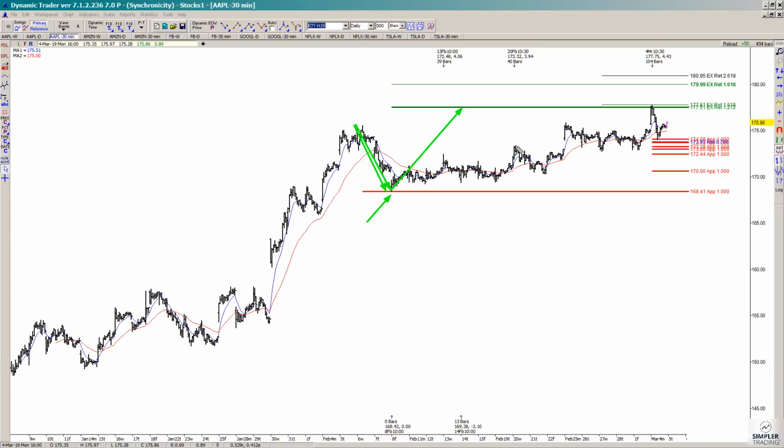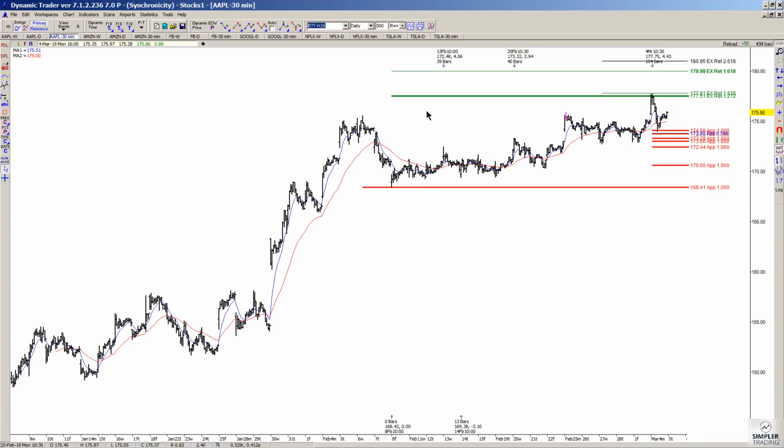And then also, we had set up other pullbacks that gave us some other targets. And notice that we met two targets this morning in today's session. So we met the target off of the larger swing, the 177.51, and then there was also a 1.618 extension off of the smaller swing. And that's pretty much where the market started to come off this morning.